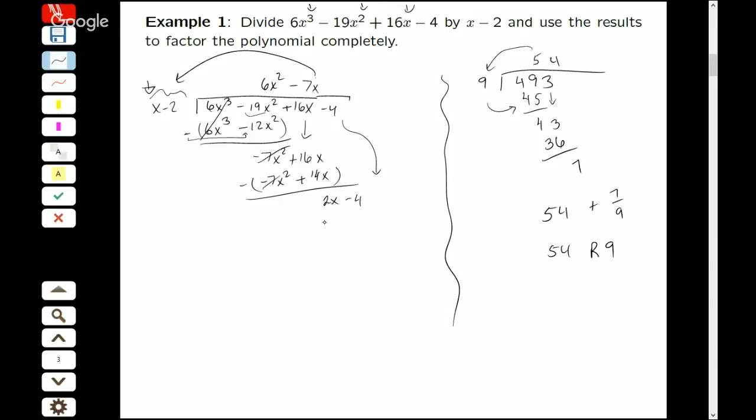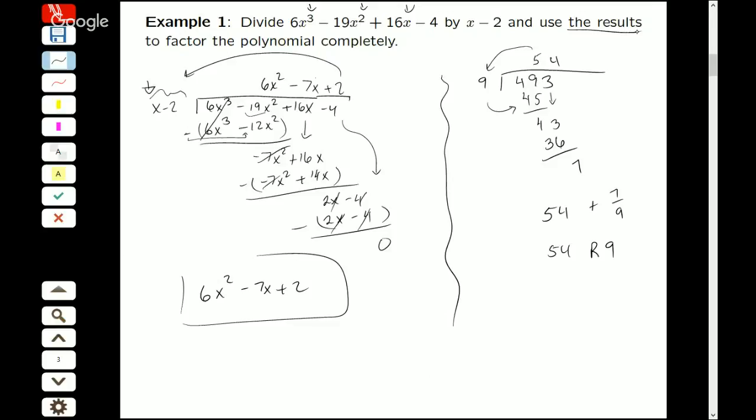Bring down your minus 4. How many times does x go into 2x? 2, right? Multiply the 2 through. You get 2x minus 4. Subtract. Remainder is 0. That is a nice clean one. So our answer is 6x squared minus 7x plus 2.